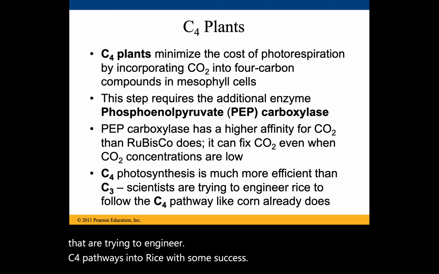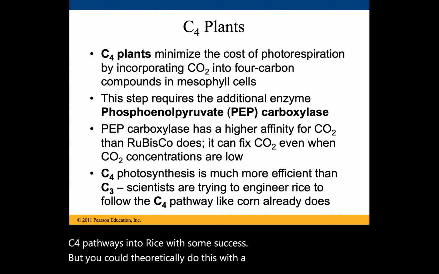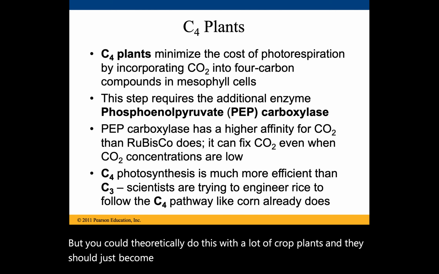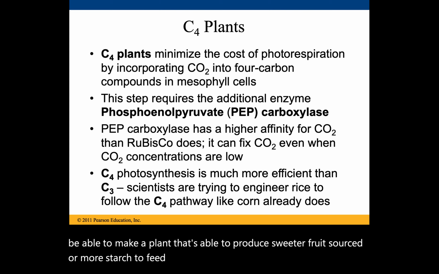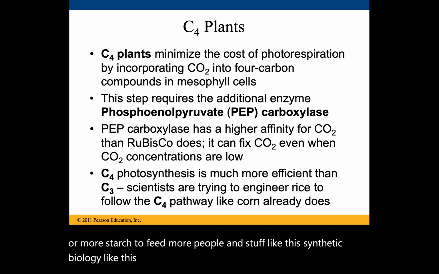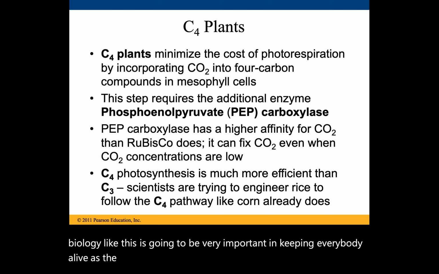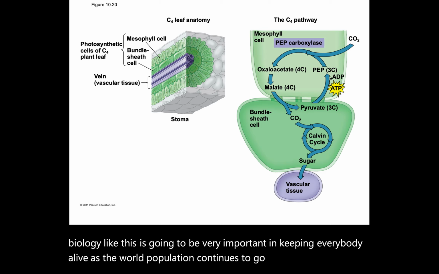But you could theoretically do this with a lot of crop plants, and they should just become much more able to store energy. So you should be able to make a plant that's able to produce sweeter fruits or store more starch to feed more people, and stuff like this. Synthetic biology like this is going to be very important in keeping everybody alive as the world population continues to go up.